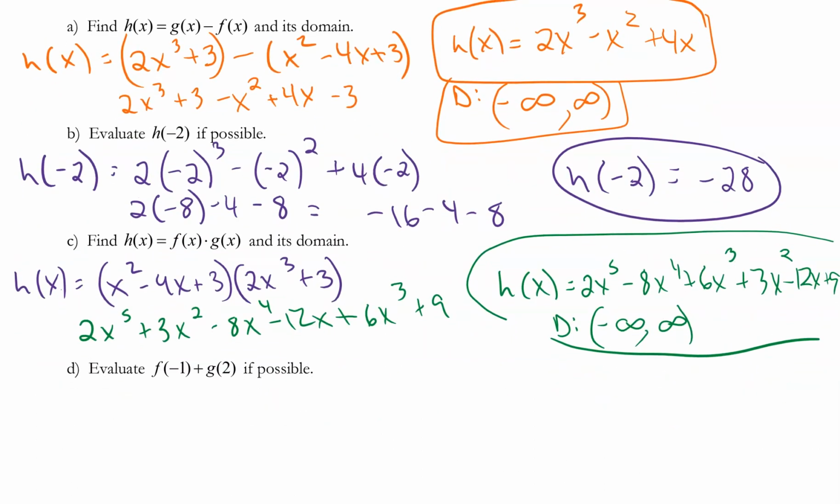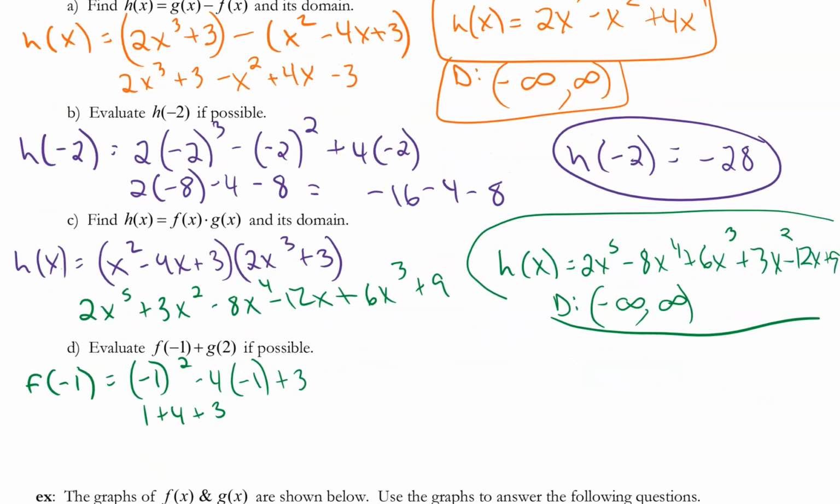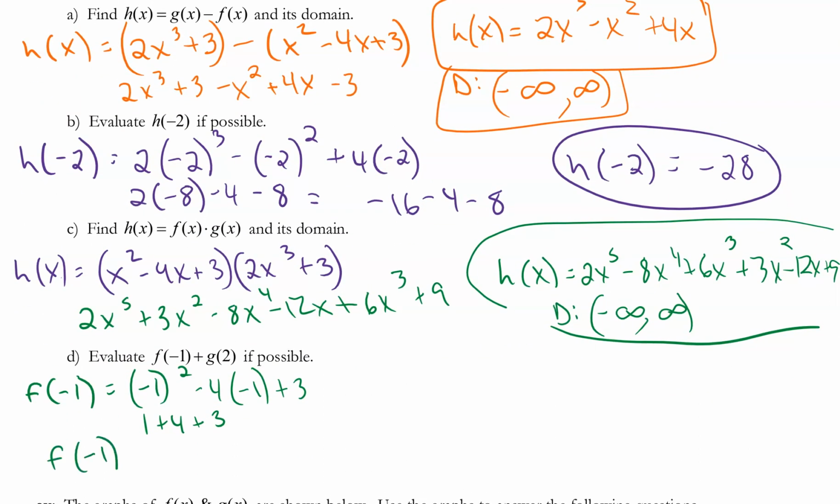Okay. Evaluate f of negative 1 and g of 2 if possible. So f of negative 1, it's going to be negative 1 squared minus 4 times negative 1 plus 3. Negative 1 squared is 1. Negative 4 times negative 1 is plus 4 plus 3. F of negative 1, 1 plus 4 is 5, plus 3 is 8.